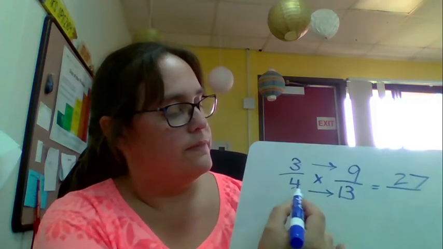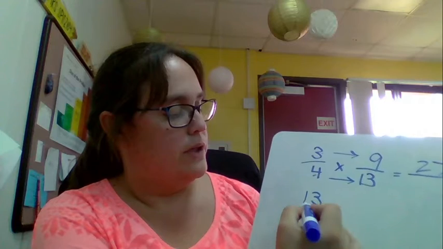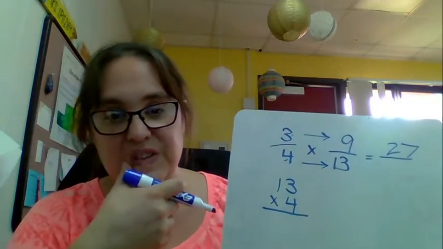Well, 3 times 9 is 27. This is not on the multiplication chart. So you're going to have to come over here, and you're going to have to solve this. Once you've solved, go ahead and come back and show me that you've got the answer.